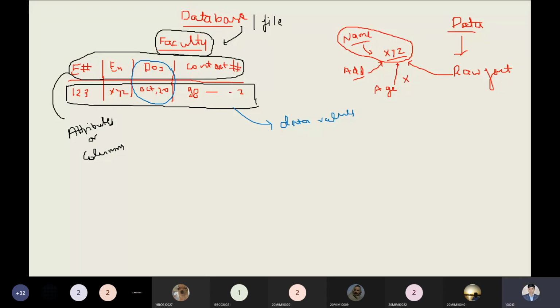And all these data values are represented by their column names: employee name, date of joining, contact number. So if we have the collection of all the data values, pulled by the attributes or column names, I'm repeating once again, please keep in mind: if data values are collected and followed by their column names, then we have a term known as a record. Now, is it clear?